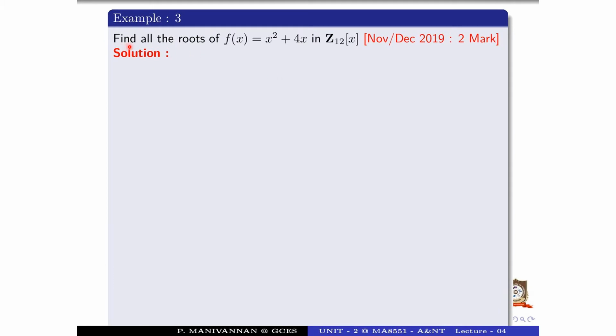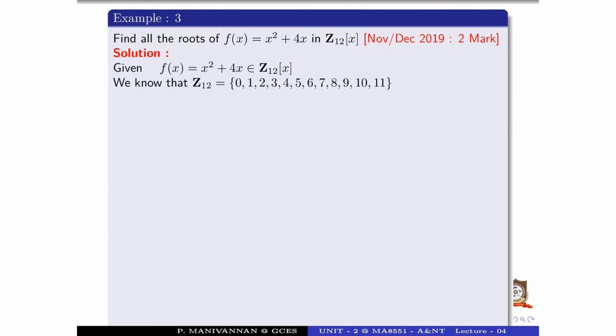Okay. Third example: find all the roots of f(x) = x² + 4x in Z12[x]. This is a November-December 2019 2-mark question. What is Z12? It is the integers mod 12, that is 0 to 11. Now we check each and every element from 0 to 11 to see whether it is a root or not. So we check these 12 possibilities.